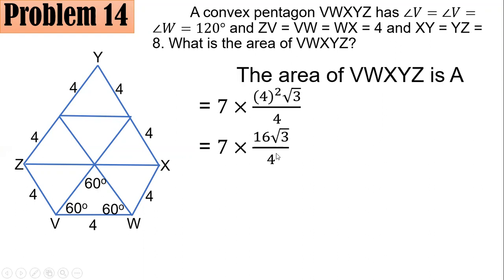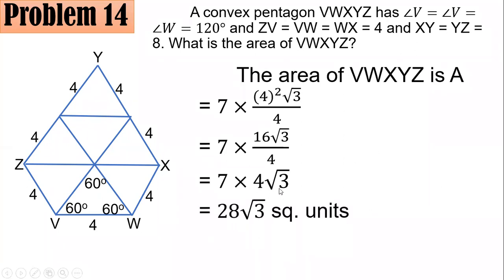But we know that 16 is divisible by 4. So dividing 16 by 4, we have 4. And that gives us 7 times 4 square root of 3. And if you multiply a whole number with a radical, all you have to do is multiply the whole number part, 7 times 4, 28, and just copy the radical part. Hence, the correct area here is 28 square root of 3 square units. So to those who did it, great job.